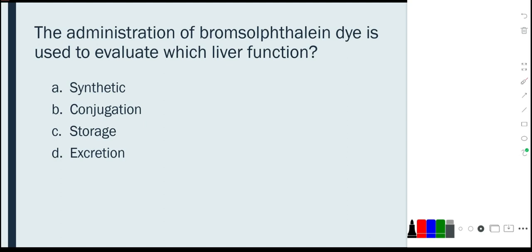Synthetic, B. Conjugation, C. Storage, D. Excretion. So administration of dye is actually used to evaluate the excretion function of our liver.